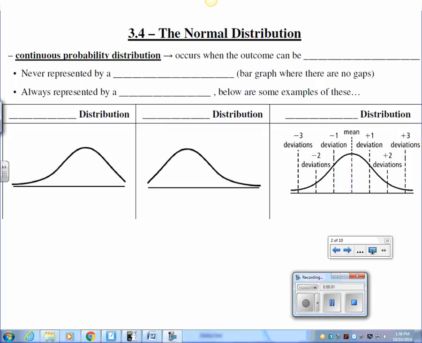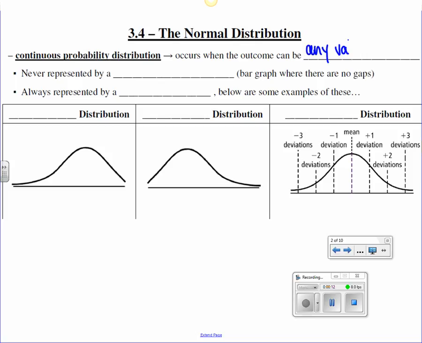So the title of today is the normal distribution. This first part, you don't need to memorize it, but a continuous probability distribution occurs when the outcome can be any value in an interval. So that will never show up on a test or a quiz, but I'm just giving you some background information. It occurs when the outcome can be any value in an interval, and it is never represented by a histogram. It's always represented by a curve.